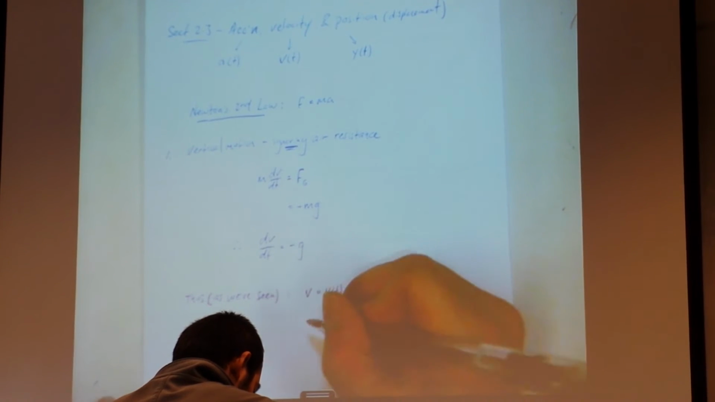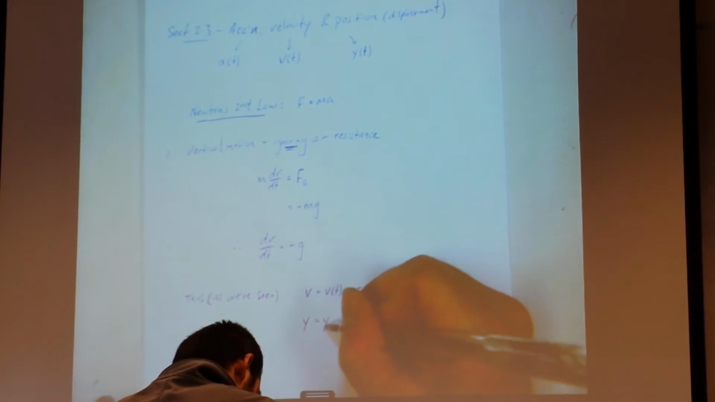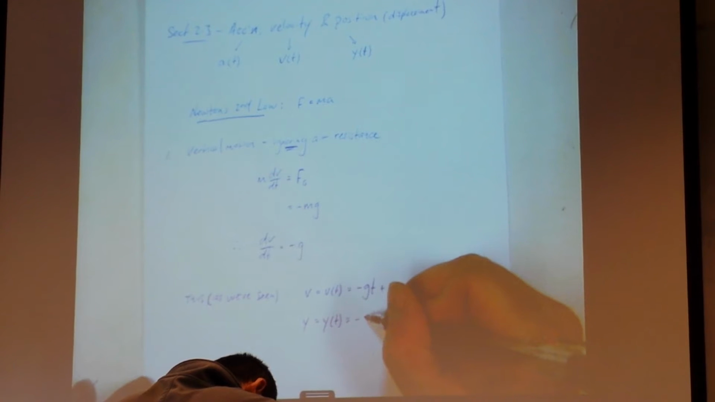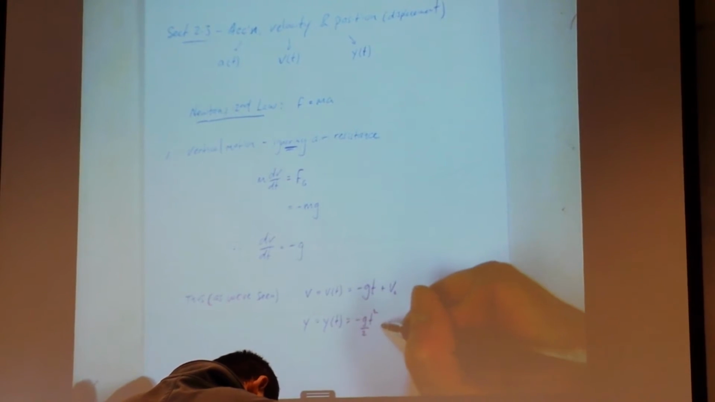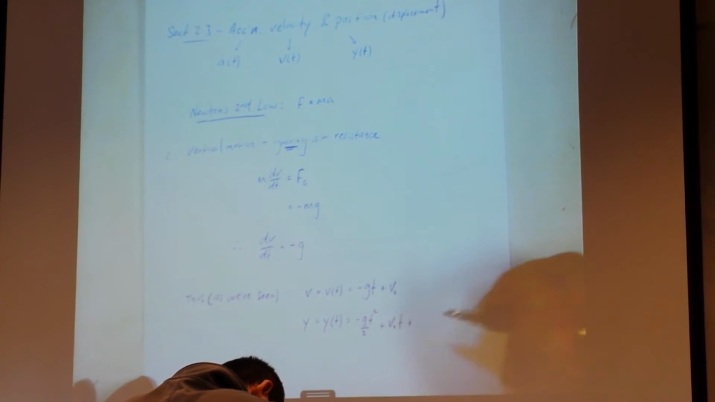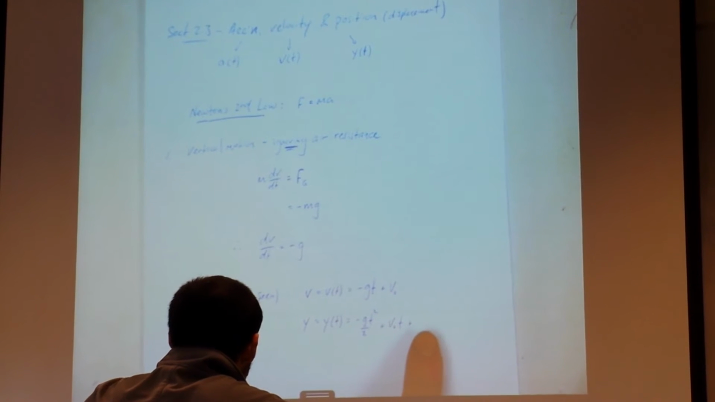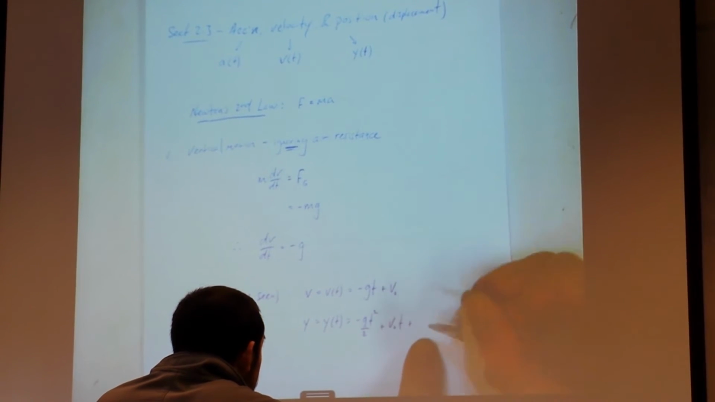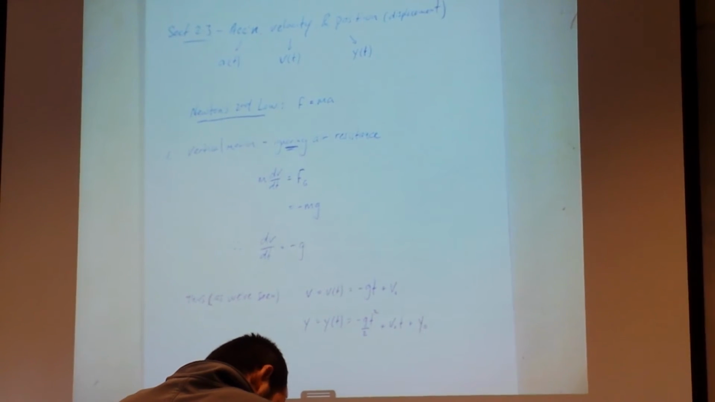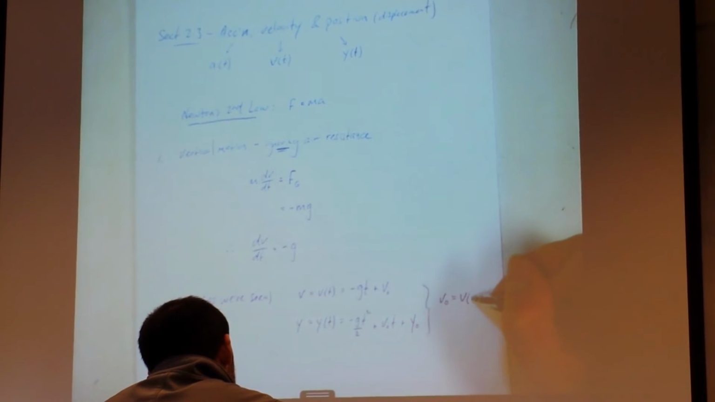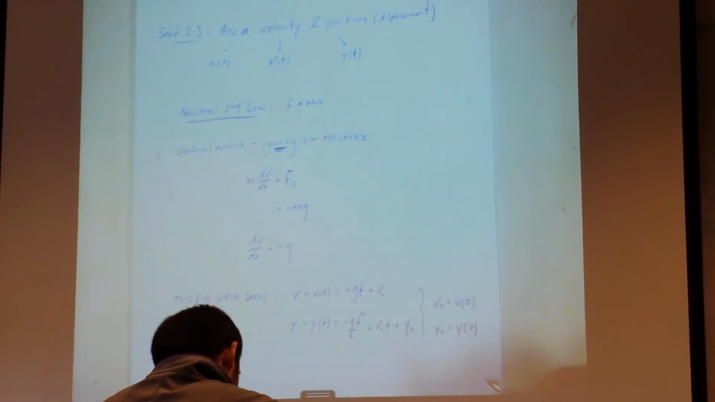And of course, going one step further, the position or height is negative gt squared over 2 plus v naught t plus some other constant. But we know that when t is 0, those terms drop out, so that constant refers to the initial height, not the initial velocity. So v naught is the velocity at time 0, and y naught is the position or height at time 0.